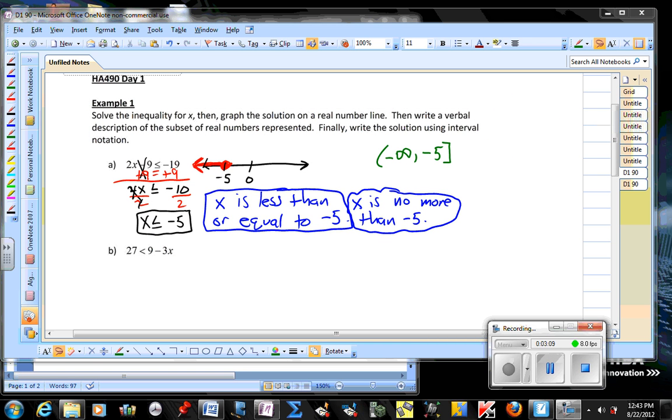All right, please remember, anytime you're watching a video, it's okay to pause the video if you need some time to think about it or write something down. It's okay to rewind and watch something again. Let's go on to part B.